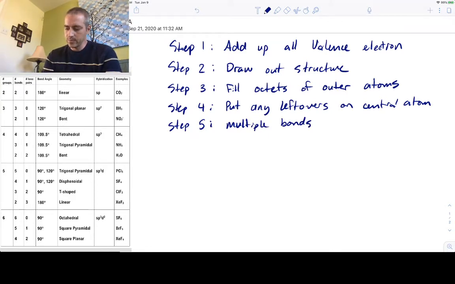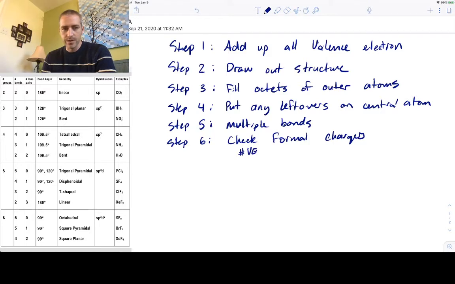The next step is to check formal charges. The formal charge is a charge that each atom has, which is based on the number of valence electrons that atom would normally have, subtract the number of bonds, subtract the number of unshared electrons. What that means is a lone pair would count as 2 unshared electrons.